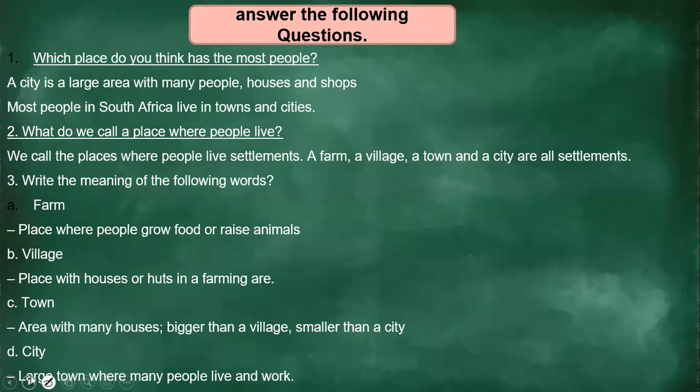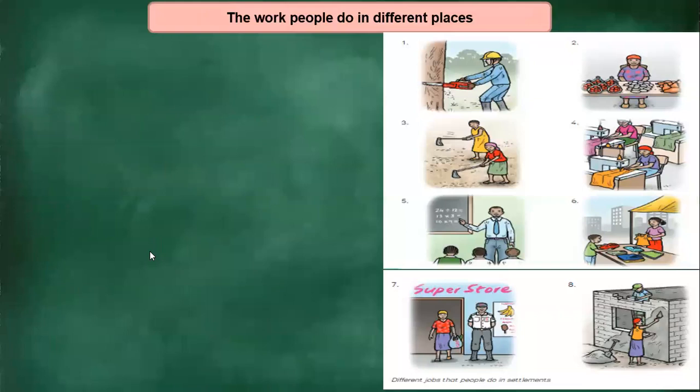You find even different people from different races: black, white, coloured, Indian. You find almost everything there. Since people are from different settlements, they tend to go to work in different places, right?